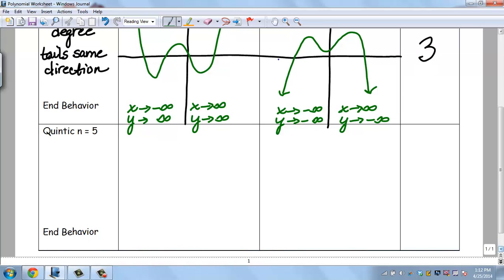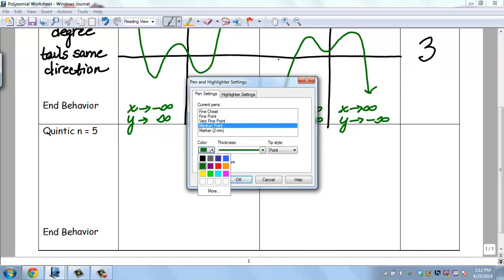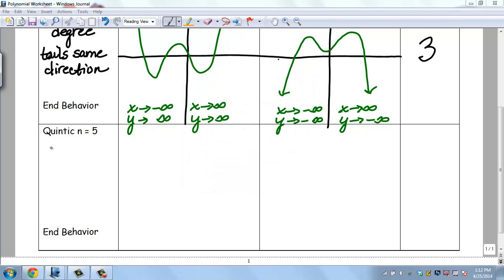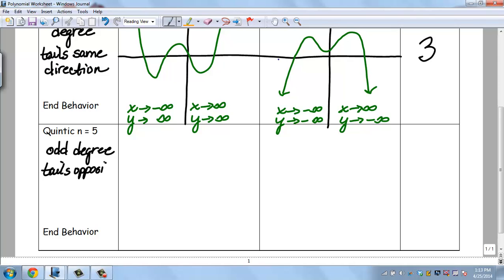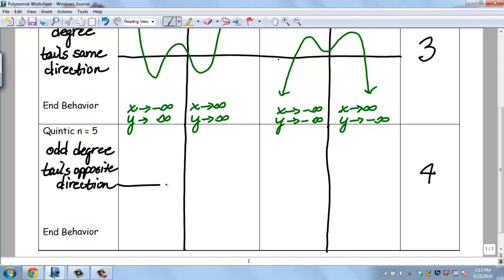And now we're going to do quintic. Now quintic, let's go back to black here so you can see this nice, is an odd degree. Sorry about that, odd degree. And if it's an odd degree, I know my tails are going to be in the opposite direction. So let's set this up. Oh, and I know I'm going to have 4 turns to my graph. I actually like to think about this when I draw this. So let's do our x and y axis.